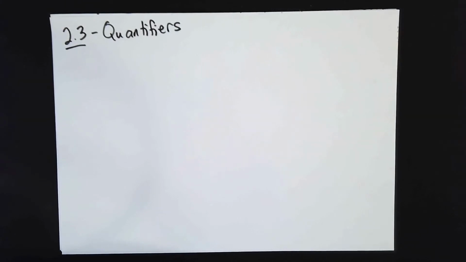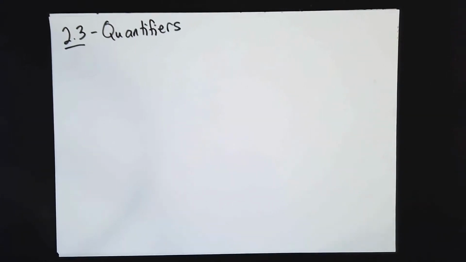Quantifiers are going to turn out to be important to put together with the two things we've talked about before to make interesting mathematical statements. Now, there's two types of quantifier. We'll talk about both of them. The first is what's called the universal quantifier. The universal quantifier allows us to make statements about every element of a set.